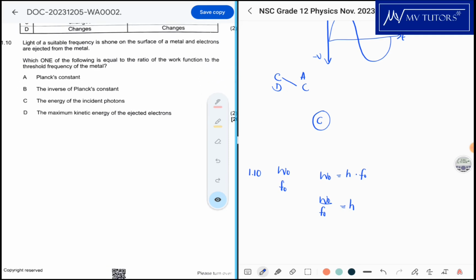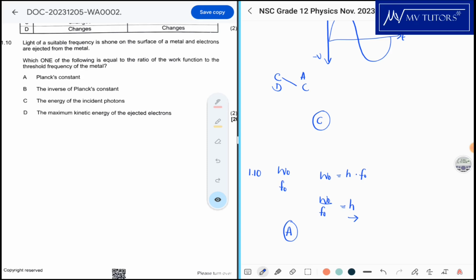Okay, so it says which one of the following is equal to the ratio of the work function to the threshold frequency? We can see here it's equal to Planck's constant. So A would be the correct answer, but let's read the others. The inverse of Planck's constant, no. The energy of the incident photons, no. The maximum kinetic energy of the ejected electrons, no. So we're going to go with Planck's constant, and we are done with question 1.